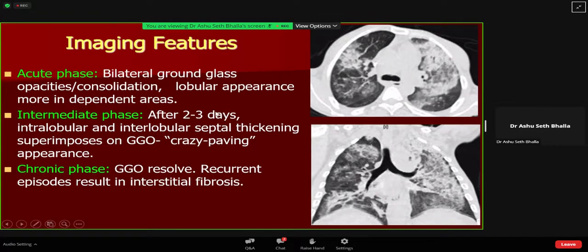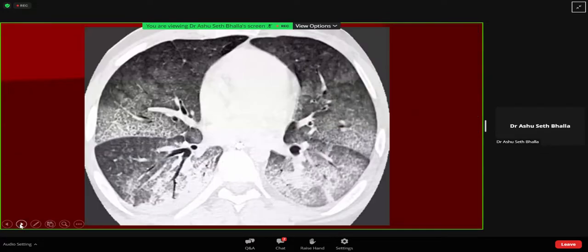So the characteristic words which are used in the context of reaching the diagnosis of a DAH are lobular appearance. The distribution is not exactly giving an apicobasal gradient, but it does tend to have more involvement of the dependent lung. Within 2 to 3 days, the septal thickening starts to come and gives it a crazy paving appearance. And although the characteristic description of DAH is that it comes and goes fast, recurrent episodes will eventually result in fibrosis and interstitial thickening.